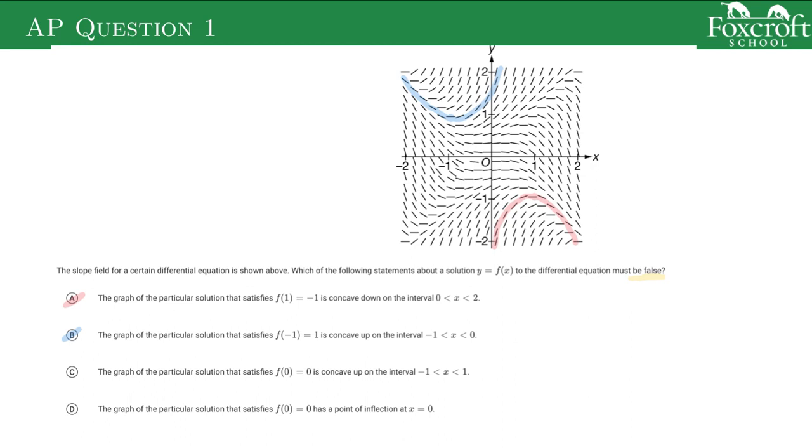Alright, (0, 0). As I go to the left, it wants me to go up like that. As I go to the right, it wants me to go down like that. So is it concave up on the whole thing? No, that does not look right. Is there a point of inflection? Yeah, because it goes from up to down. So D looks right. So the right answer, because it's the wrong statement, is actually C. It's not concave up because it starts concave up and then switches to concave down.